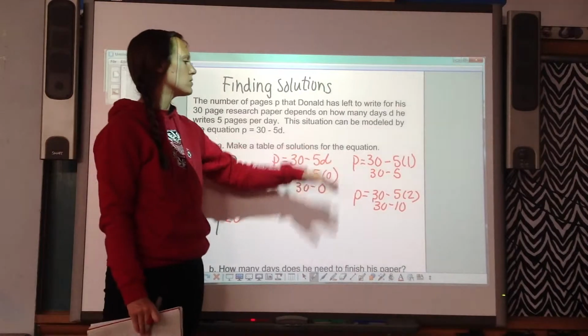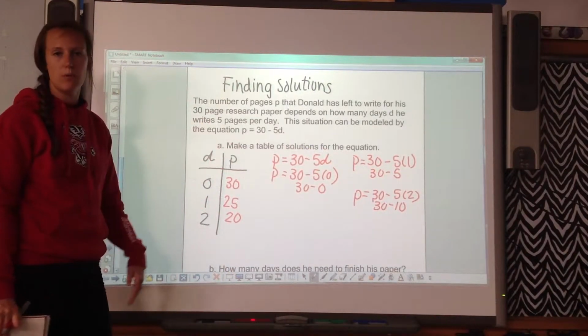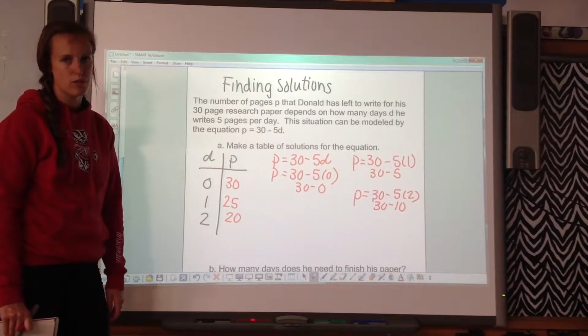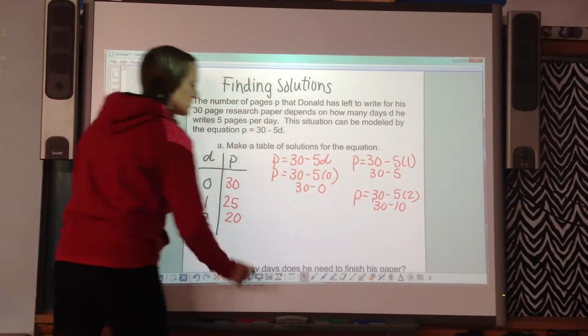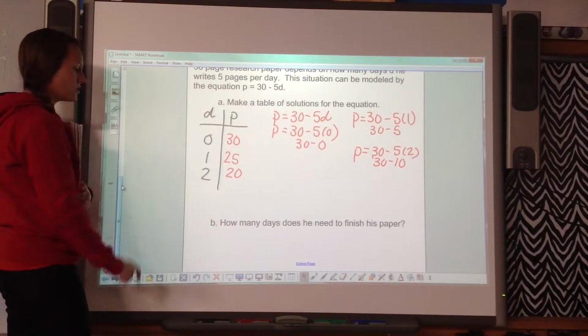It says make a table of solutions for the equation. Here's a table of solutions. You don't have to do any more than 3, but I would like to see at least 3. Let's take a look at what the next situation says.